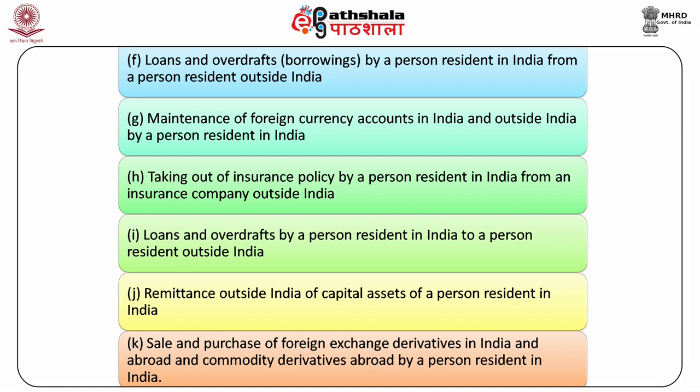H. Taking out of insurance policy by a person resident in India from an insurance company outside India. I. Loans and overdrafts by a person resident in India to a person resident outside India. J. Remittance outside India of capital assets of a person resident in India. K. Sale and purchase of foreign exchange derivatives in India and abroad and commodity derivatives abroad by a person resident in India. The RBI has laid down regulations on each of the above matters.